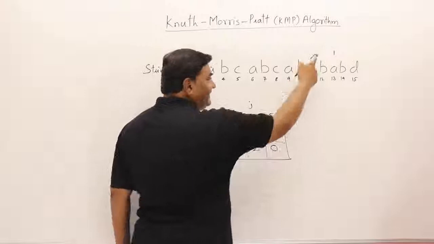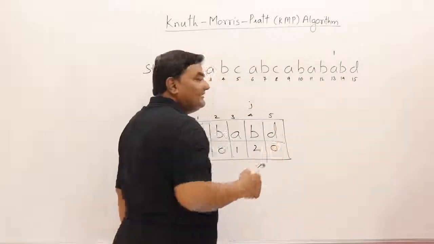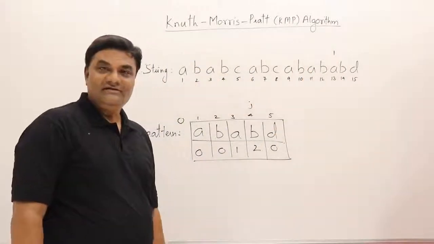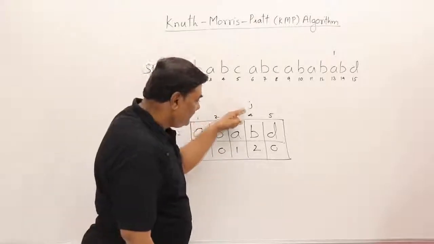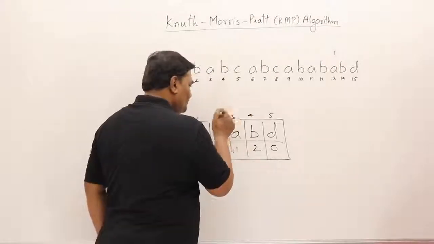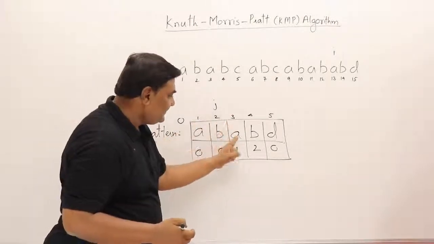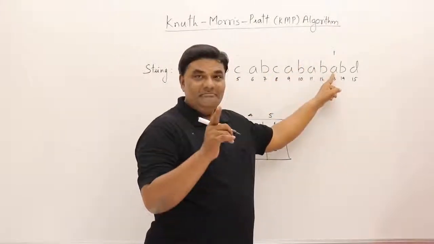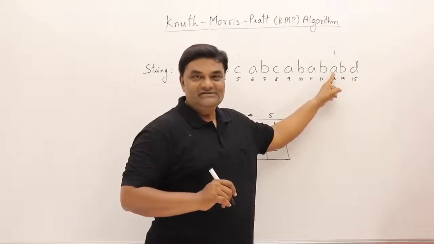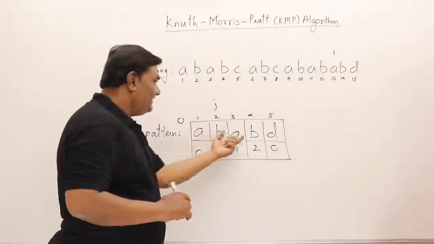J plus 1 is a D, but this is A. They are not matching. Then where to move J? At 2. Then again compare. J plus 1 A, A. Match. C. AB, AB.